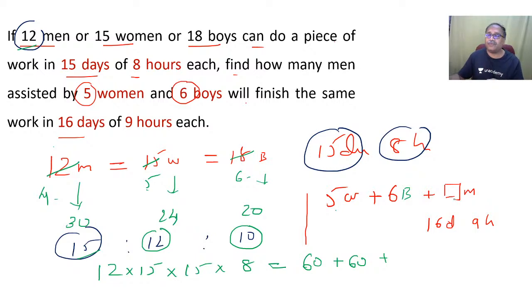I don't know how many men there are. Let's assume the number of men is X. Then the men's efficiency is 15, so 15 into X, that's 15X. This is multiplied by the number of days and the number of hours. The number of days is 16 and the number of hours is 9. So my left hand side is equal to the right hand side. Cancel it and you get the X value. And what is X? The number of men that should assist the boys and women.